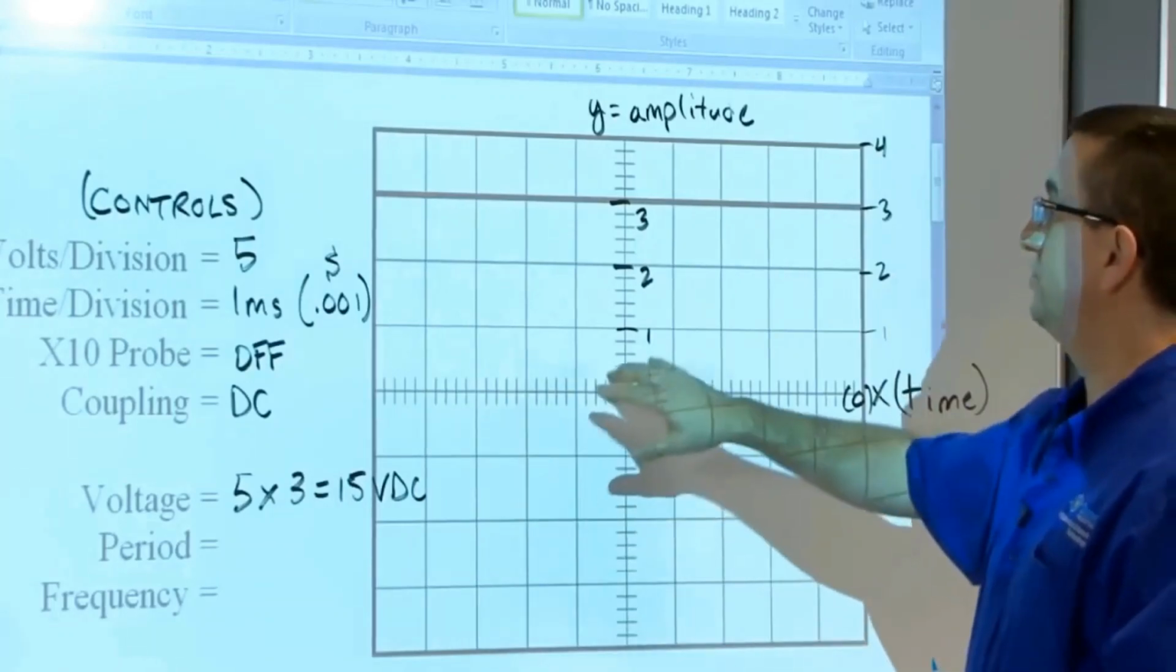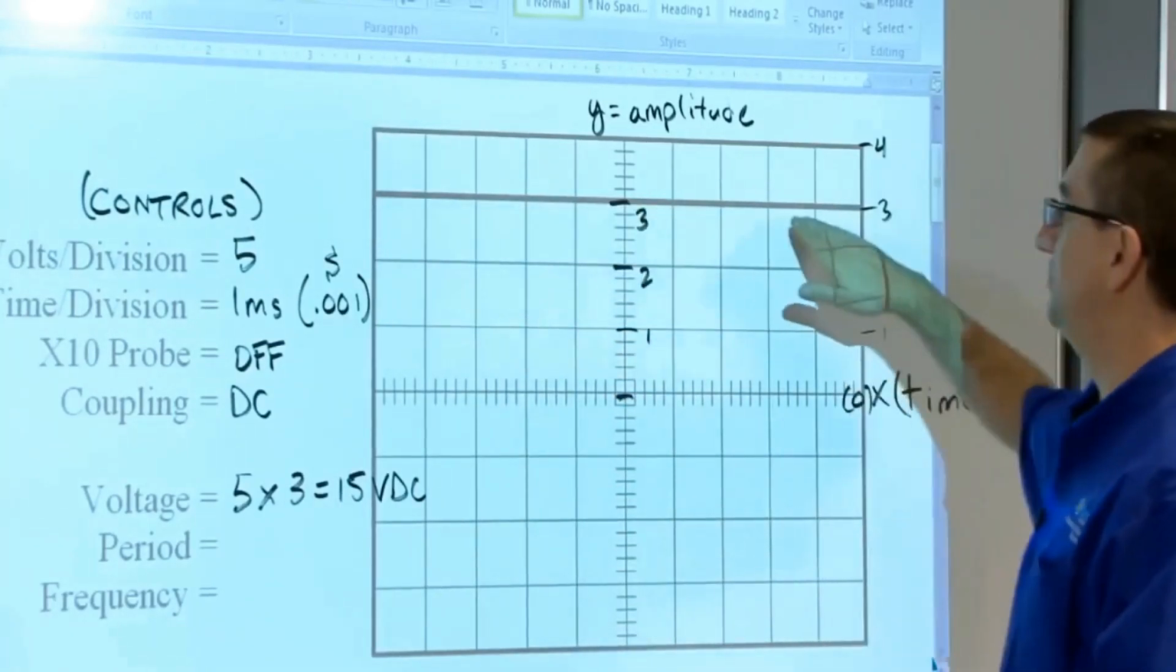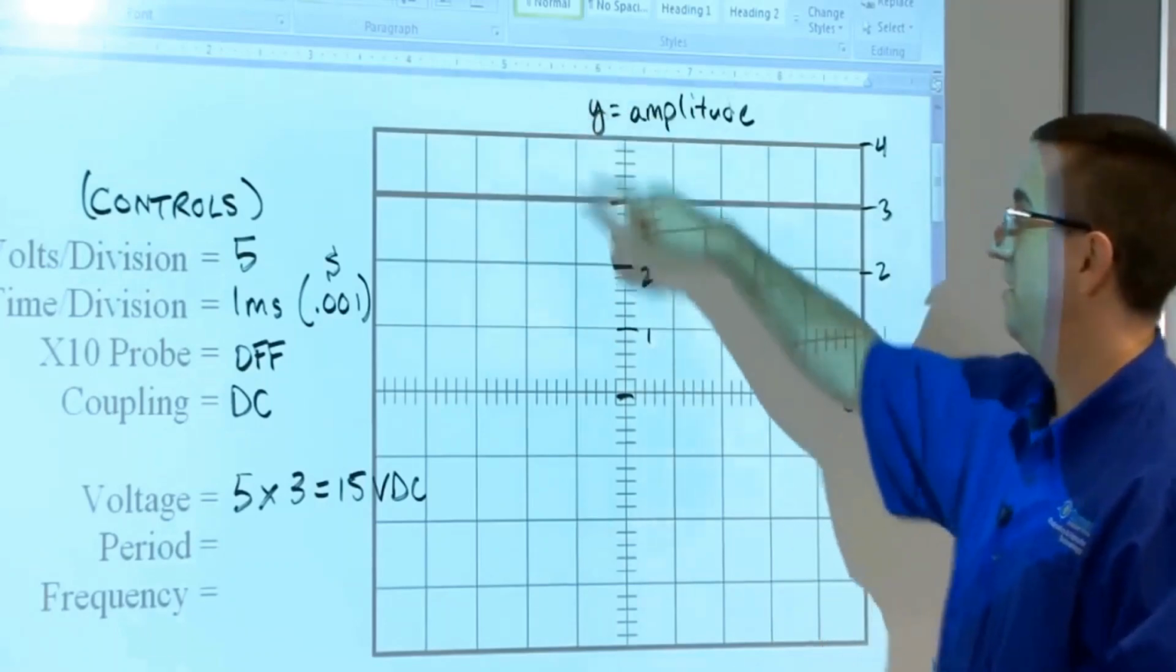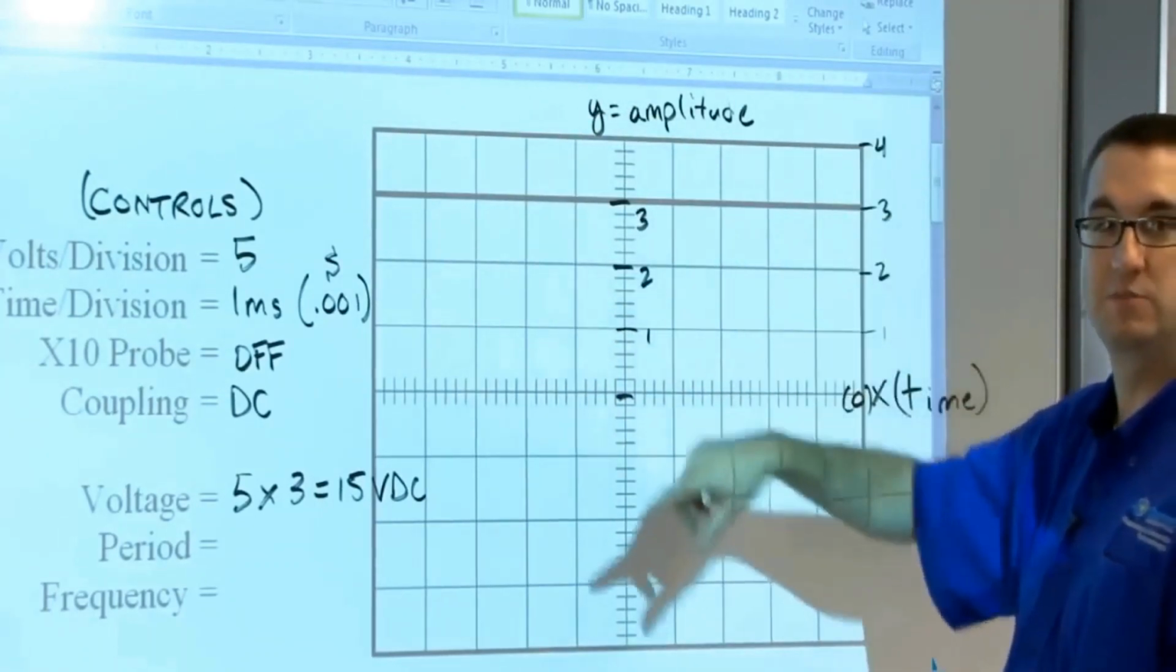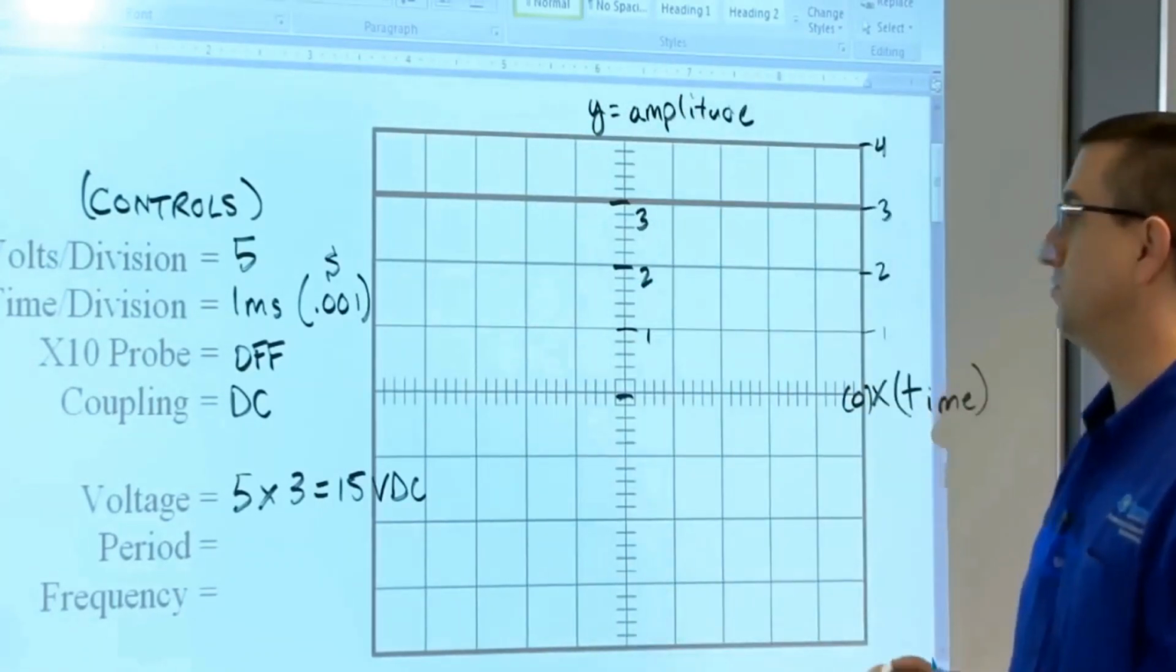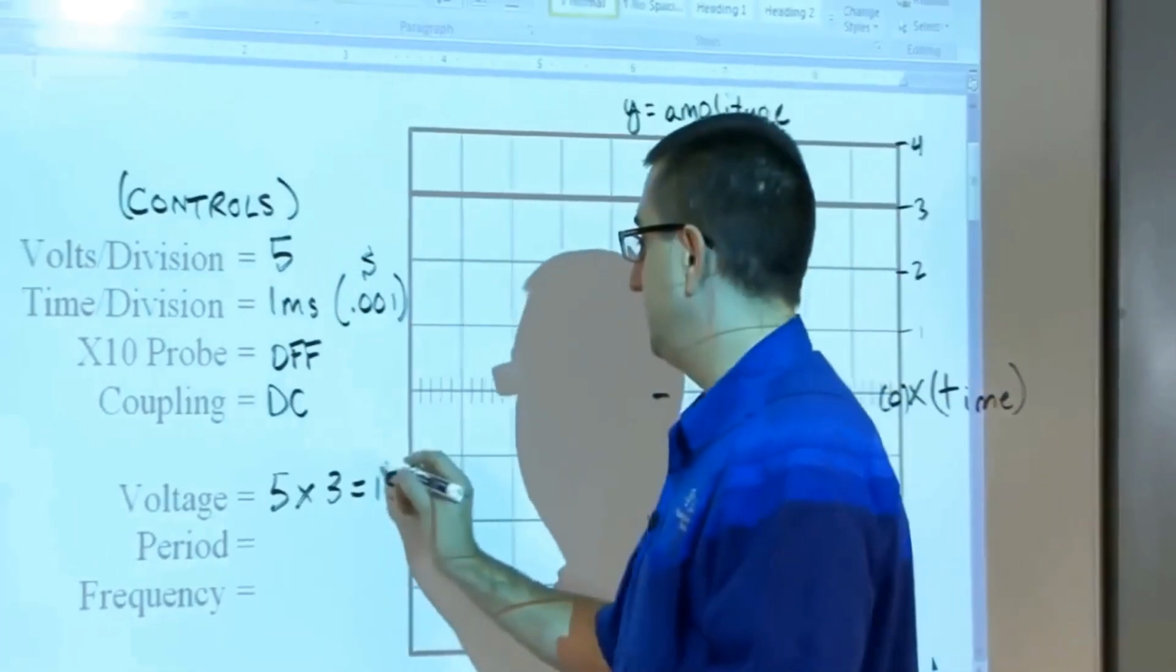And how do we know it's DC voltage? We know it's DC voltage because it's a flat line. If this was an AC or alternating current, we would actually see some sort of sine wave or some sort of alternation. And we'll go over one of those here in a minute. So our voltage is 15 volts DC.